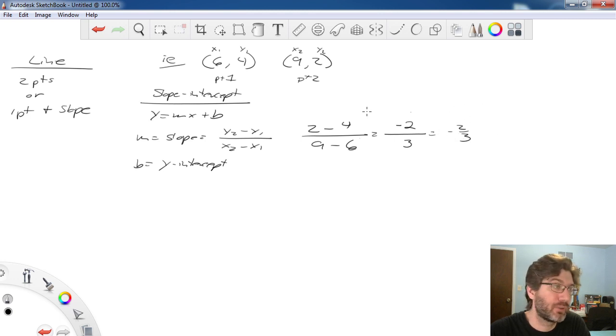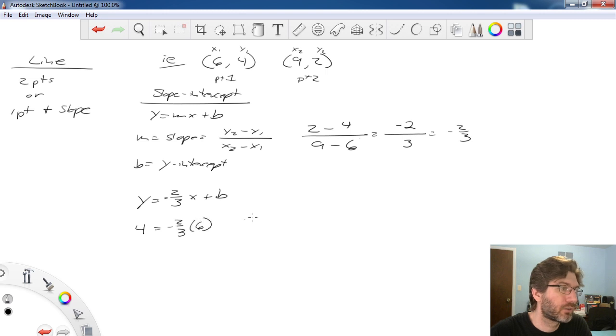So first off, our slope is negative here. You should note that. And then we need to find our y-intercept. So we know that y equals negative 2/3 times x plus b. Well, I need to take one of these points and plug it in to solve for b. So here we're going to take point 1. It doesn't matter which one we took, but y is 4. So negative 2/3 times x, which is 6, plus b.